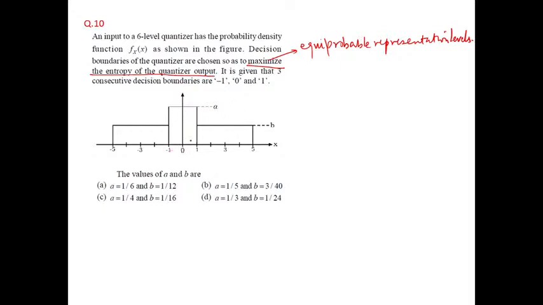Now, minus 1, 0 and 1 are 3 consecutive decision boundaries. This means that one representation level is lying between 0 and 1, another one is lying between minus 1 and 0, and so on. So for having equiprobable representation levels, and there are 6 representation levels given in this 6-level quantizer, what is the probability of each representation level? Therefore, each representation level will have a probability equal to 1 by 6.